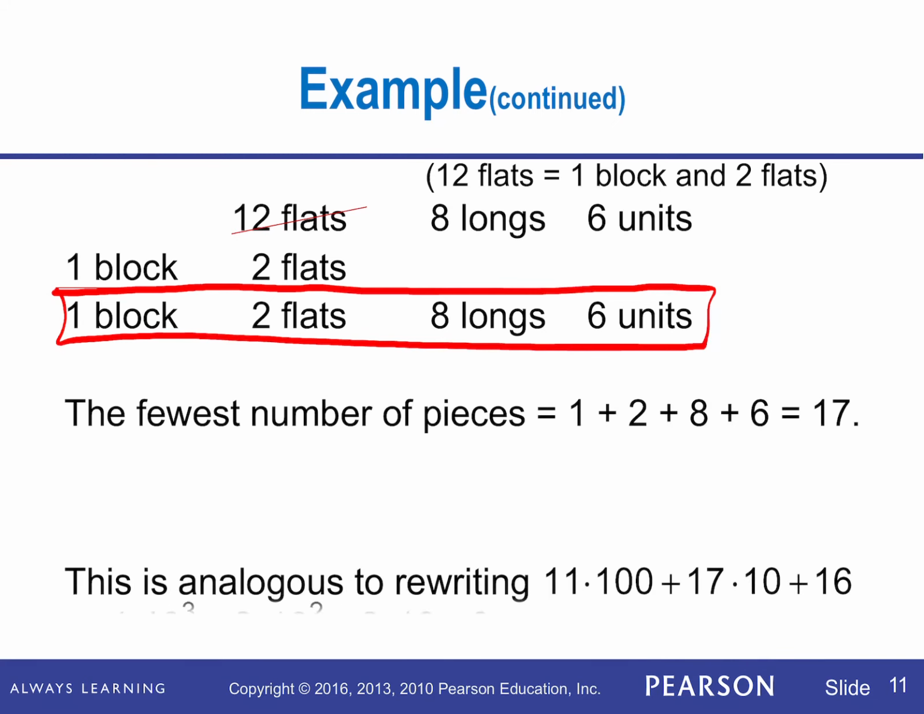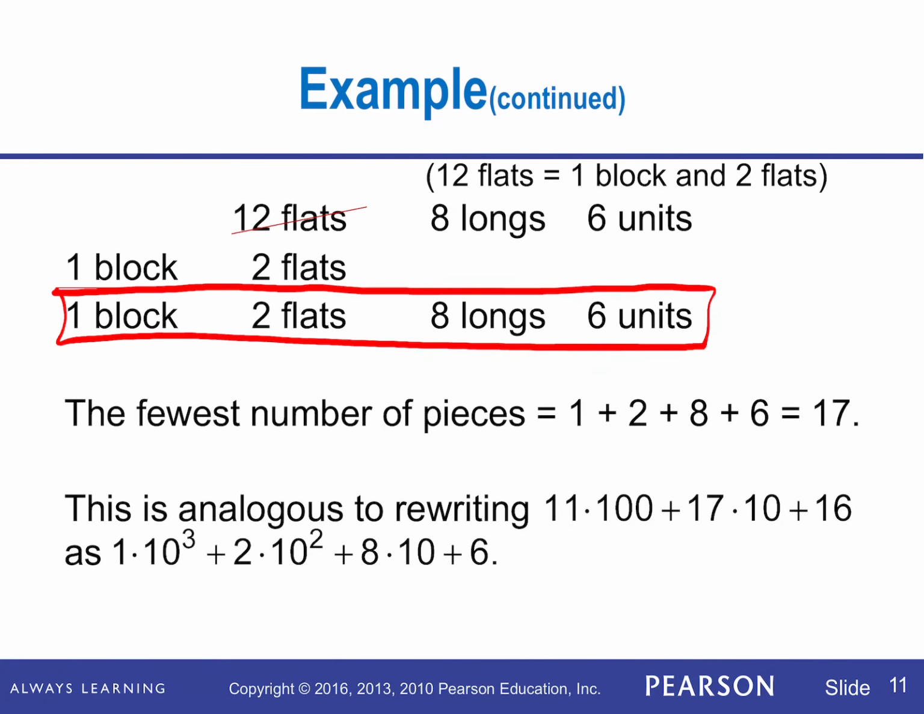Okay, this is analogous to writing. So what I started with was 11 flats, 17 longs, and 16 ones, right? So that's what that first number represents. And I could rewrite that as 1 times 10 cubed, so that's my 1 block, plus 2 times 10 squared. There's my 2 flats. 8 times 10 is my 8 longs, and then 6 is my 6 units. Okay, so those are the blocks.